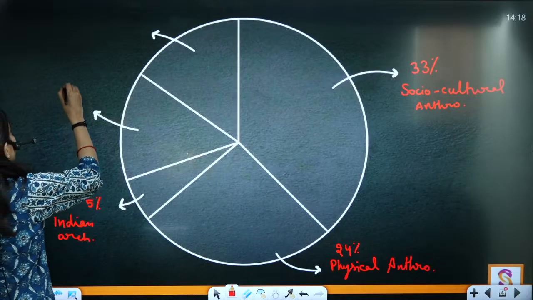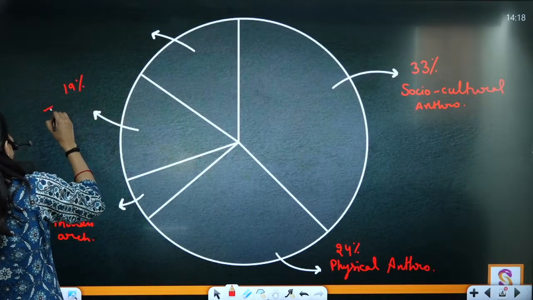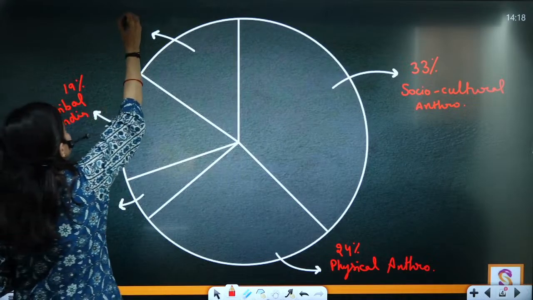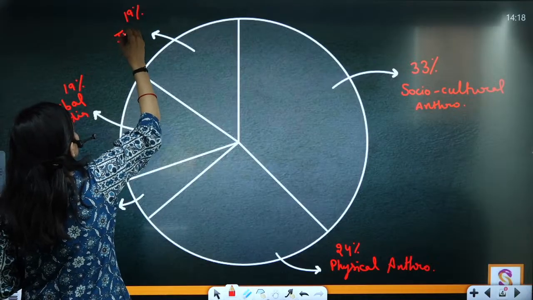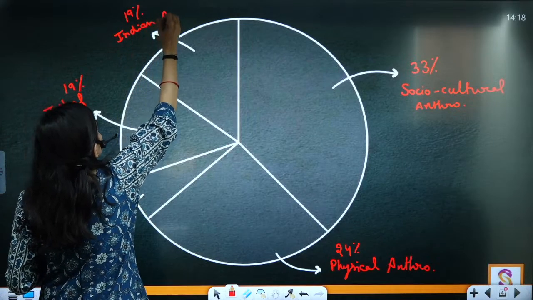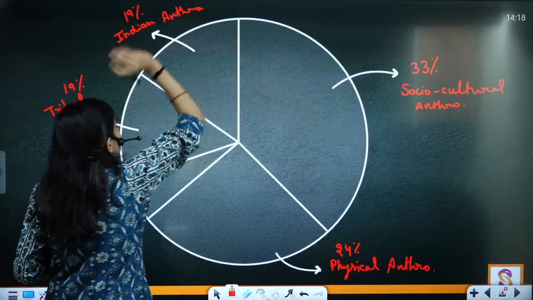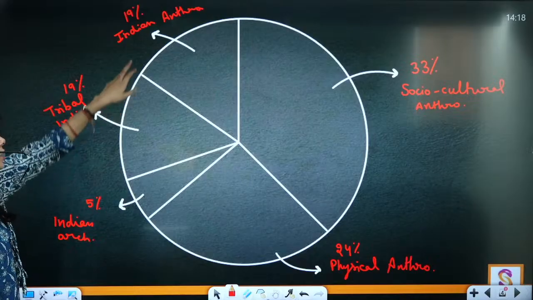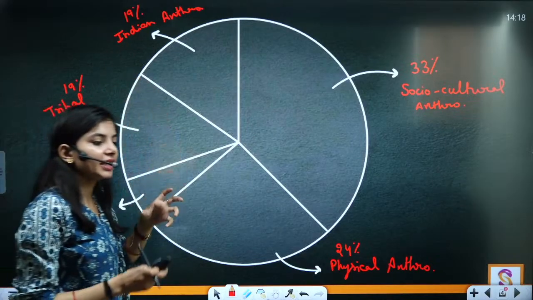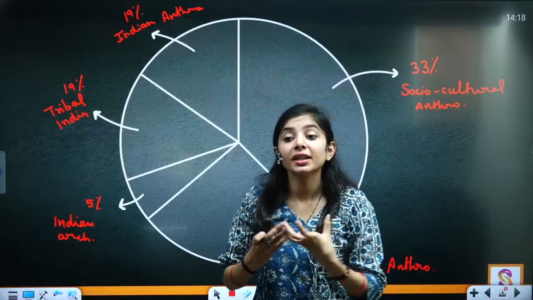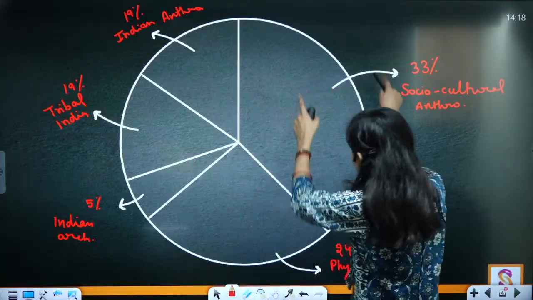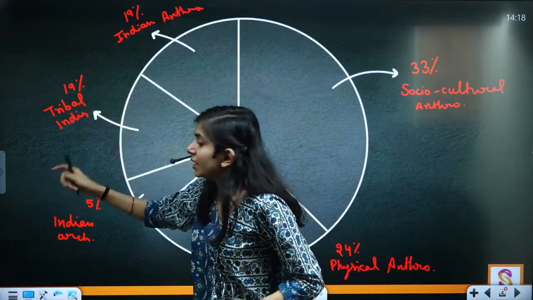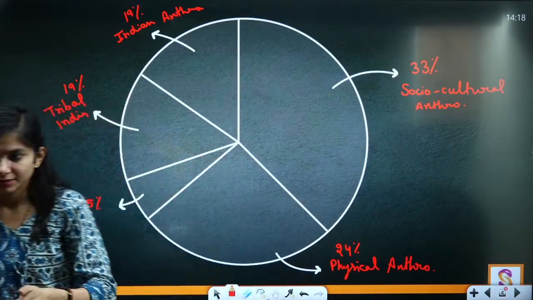Fine. Now 19% is tribal India and 19% Indian anthropology. Okay, so it's again part of the paper 2. So Indian anthropology includes some current things. The kind of thing we would be doing for the paper 1 is completely different from the paper 2. Here I am going to take some separate class.